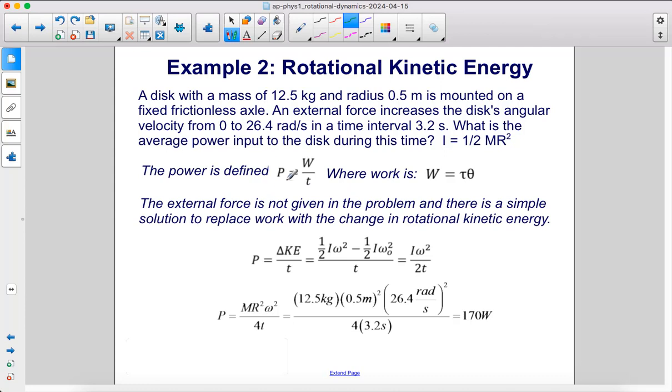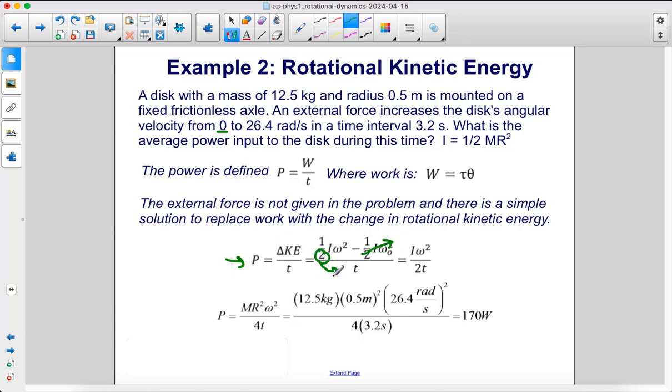Power is defined as change in energy over time, where work is torque times theta. However, we aren't given the force or the torque in this problem, so we're going to use the fact that power is the change in energy over time. Now, the only type of energy that this object has is rotational kinetic energy. So the change in rotational kinetic energy is the final value minus the initial, but it starts out at 0 velocity. Therefore, that goes away.